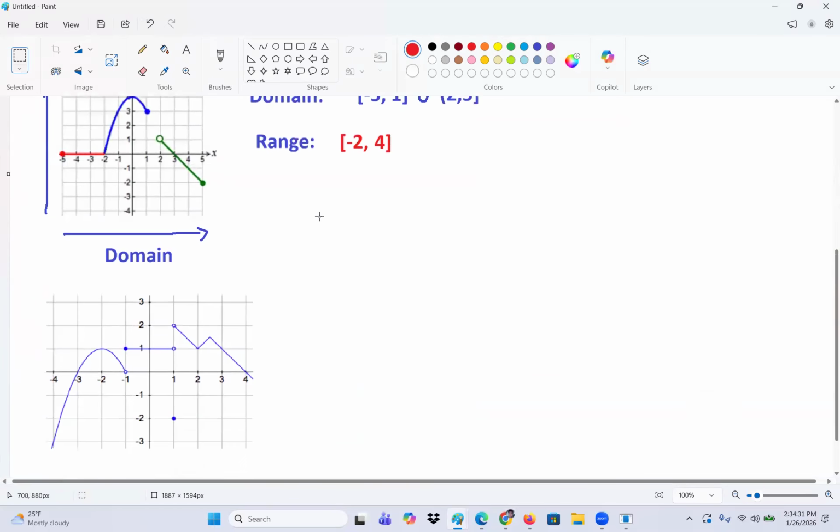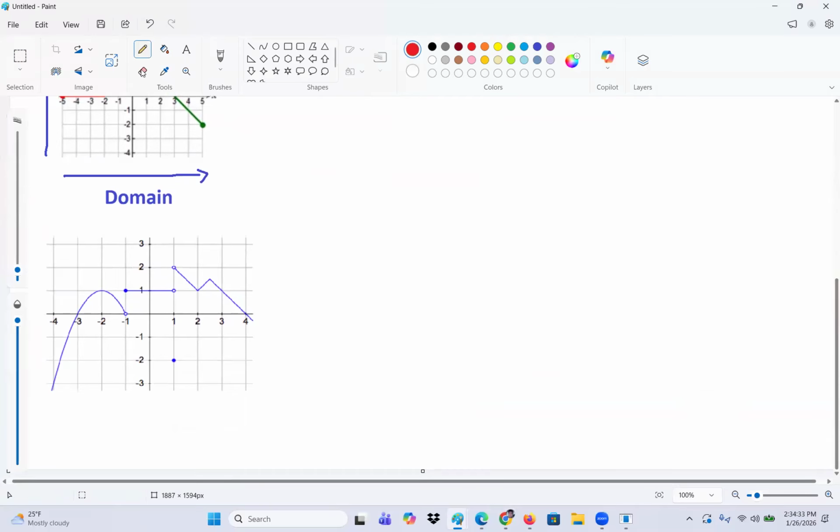So let's say we want to find the domain and range. For the domain, you have to go from the left to the right. And then you have to draw some vertical lines to see whether they intersect the curve. If it doesn't, if it keeps going down, meaning that it keeps going.